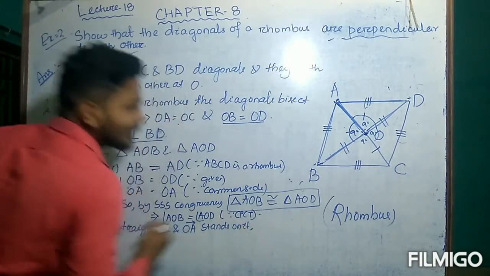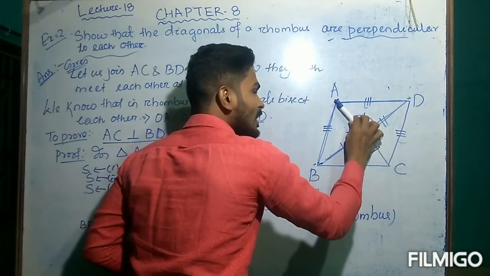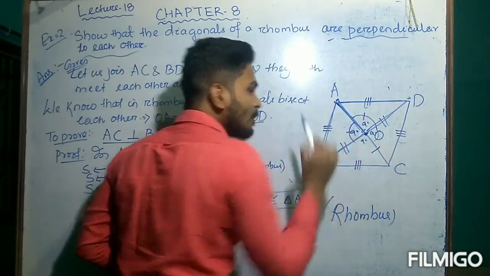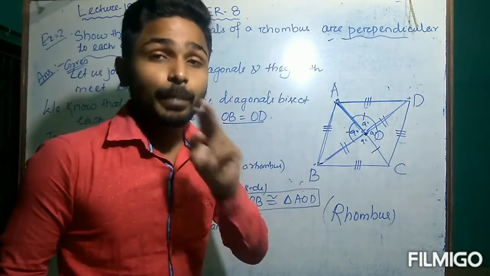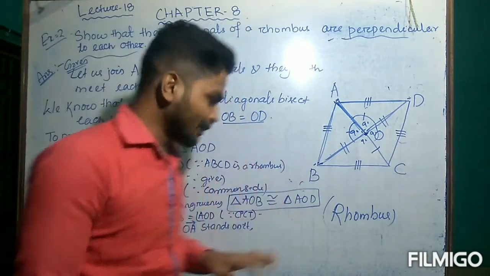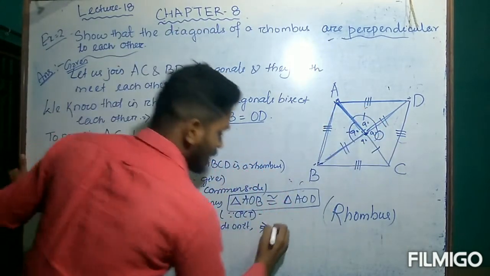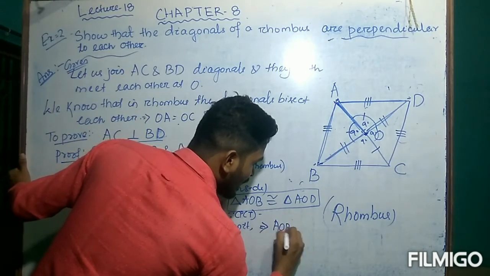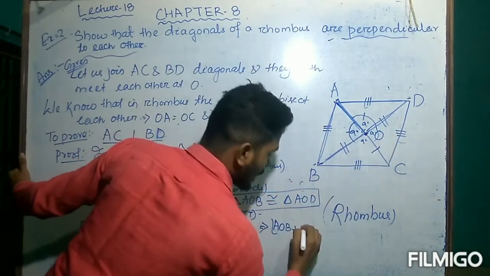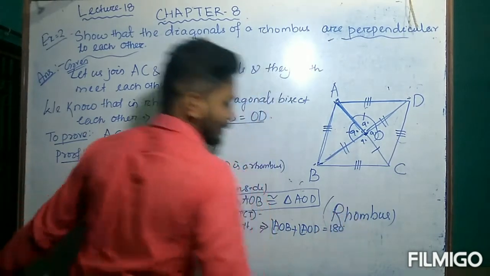Then how many angles are formed? If BD is a straight line and OA is a ray, then how many angles are formed? 2 angles are formed, and these 2 angles are known as linear pair angles. And we know the sum of the 2 linear pair angles is 180 degrees. So simply we can write this angle plus this angle, AOB plus AOD, is equal to 180 degrees.